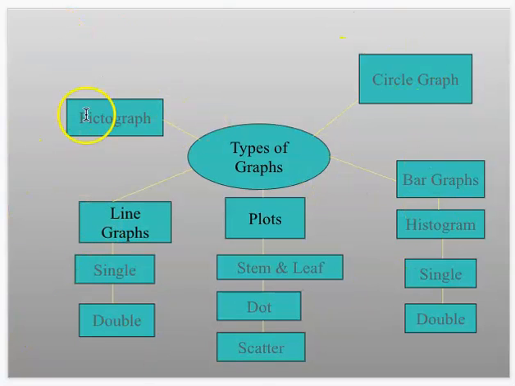So you can see here's pictographs, circle graphs, bar graphs, histograms. You could have double or single bar graphs. And then under plots, there's stem and leaf plots, dot plots, and scatter plots. And under line graphs, there's single line graphs and double line graphs. So the reason they're categorized like this is it might help you understand more the differences and similarities between them. And I want you to think about types of data when you look at these as well.